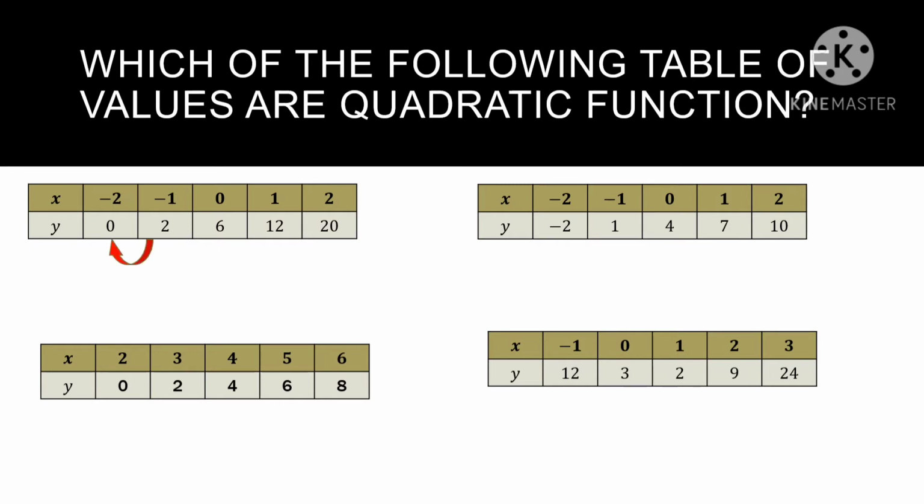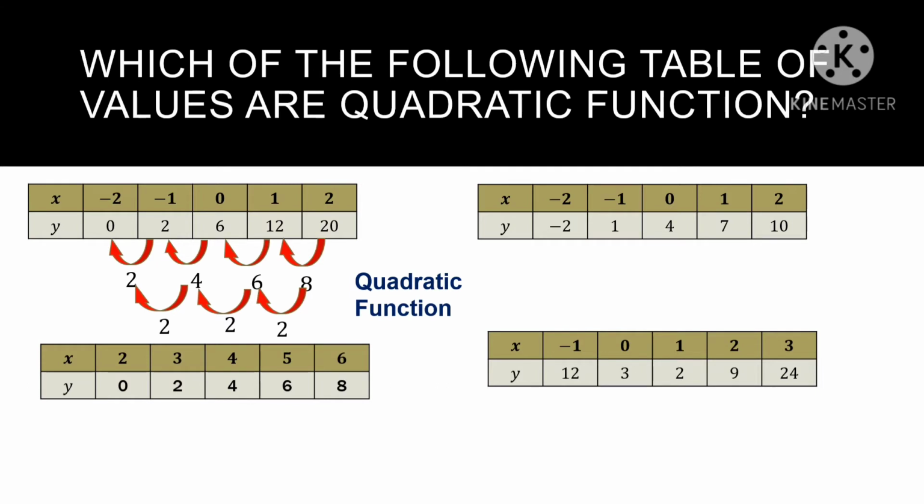So we have to subtract. 2 minus 0 is 2. 6 minus 2 is 4. 12 minus 6 is 6. 20 minus 12 is 8. So the first differences are not equal. Let's try the second differences. 4 minus 2 is 2. 6 minus 4 is 2. 8 minus 6 is 2. So the second differences are equal. Therefore, this is a table of values of a quadratic function.